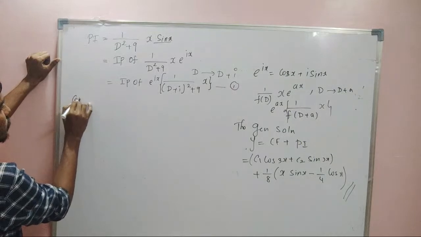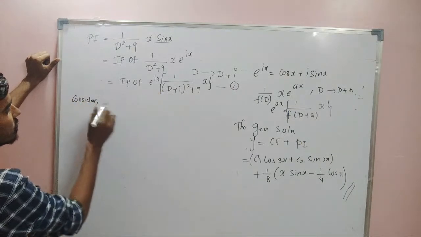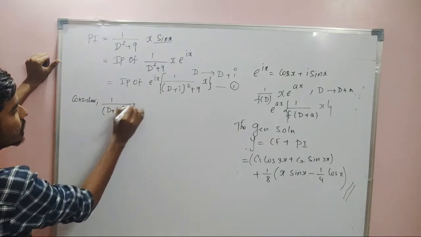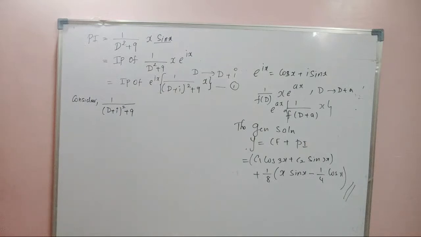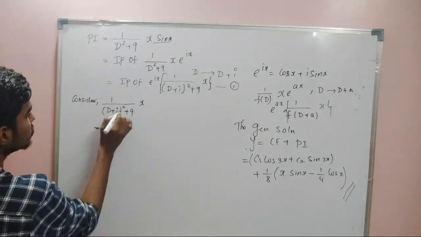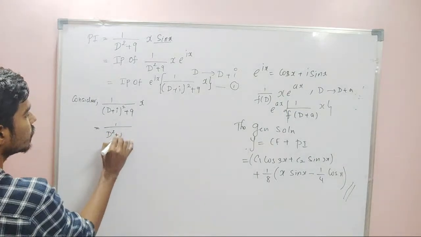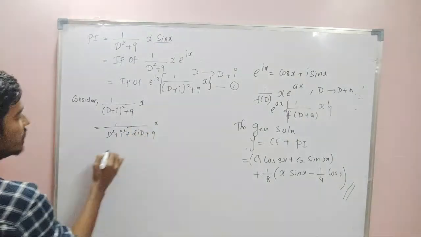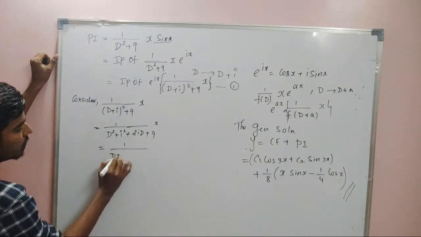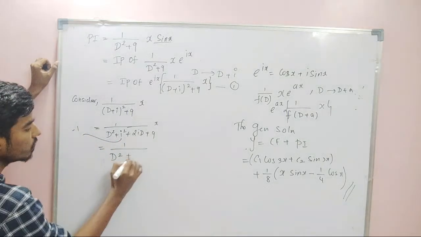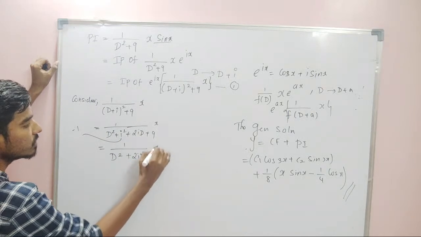So consider only this case, that is 1 by (D plus i) whole square plus 9, into x. I'm going to solve this using type 2. Again, it's a very easy problem. You just expand this. So it will be a square plus b square plus 2ab plus 9, into x. So this will be 1 by D square. You can see i square is minus 1, so 9 minus 1 will be 8. So we will have plus 2iD plus 8, into x.